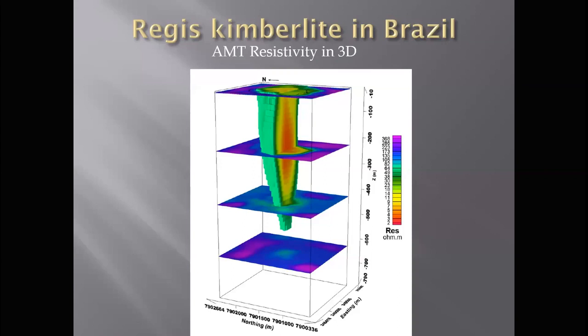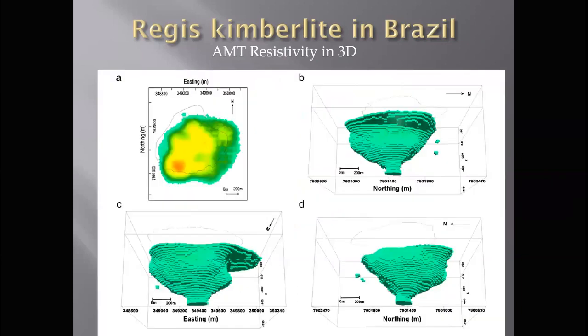So we can image, theoretically, a kimberlite pipe like this Regis kimberlite pipe in Brazil. We can image it in 3D, down to, in this case, 800 meters. And you can slice through it, and you can see we're getting a very realistic crater shape out of this AMT. We can slice it in plan, and we can view it in 3D, spin it around, and you'll see that down to the first few hundred meters, we're getting a very nice crater shape, classic champagne glass.